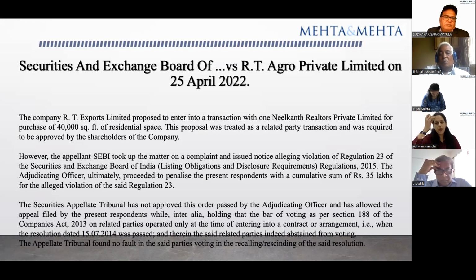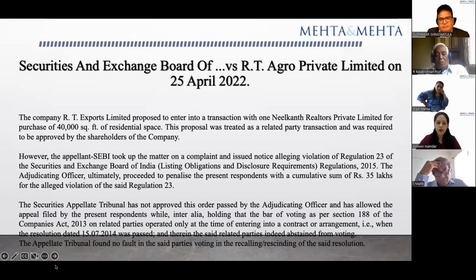In this case, SEBI said that this talks about the approval thing. Where the related parties had excused themselves at the time of entering into the related party transaction in the year 2014, at the time of rescinding, they did not excuse themselves. They were a part of that transaction. So they disapproved that transaction. They approved the transaction for rescinding the resolution. So SEBI held that this is not as per the provisions of Regulation 23 and penalized the company, up to 35 lakhs.